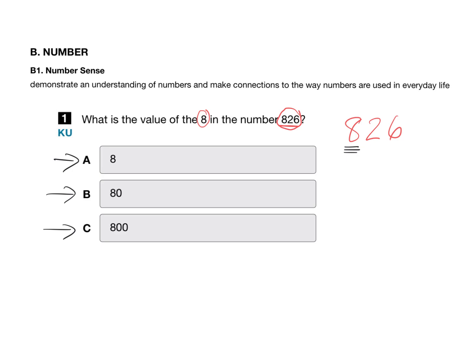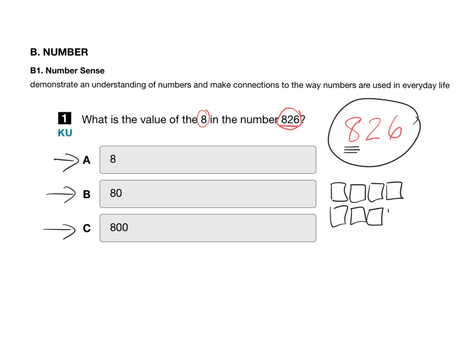So let's think about how we would make 826. What would you use to make that? If you were using base 10 blocks, what would you use? How many would you use to make this number? 8 hundreds, good. 1, 2, 3, 4, 5, 6, 7, 8. Then what would you use to make this part? 2 tens, good. 1, 2, so that would be 10, 20. And then what would you use? 6 ones. 1, 2, 3, 4, 5, 6.